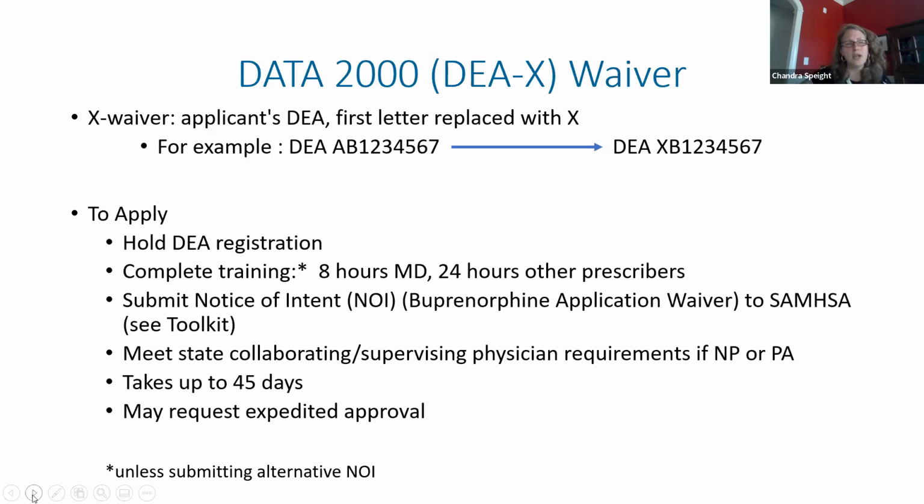Then you have to submit a notice of intent to SAMHSA, and I gave you the link in my toolkit. If you are an APP, a nurse practitioner or physician assistant, you have to meet the collaborating or supervising physician requirements of your state. It takes about 45 days to get a DEAX waiver, and you can request expedited approval and maybe make a case if you've found yourself in a community where the only X waiver provider has left and you're stepping up to fill this need to help people stay in treatment. You could write and ask for expedited approval.